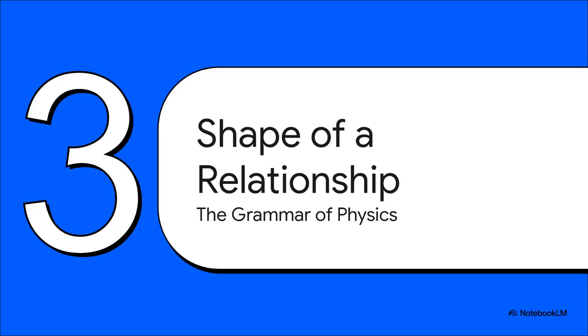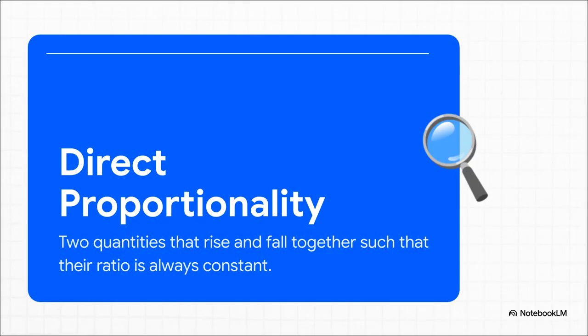Because once we plot all our points, they don't just sit there all random and chaotic. They form shapes. And these shapes, well, they are the grammar of our language. They tell the story of the relationship between our two quantities. They actually reveal the underlying rule. So let's read our first story. This one's called direct proportionality. And it's the simplest relationship you can find.